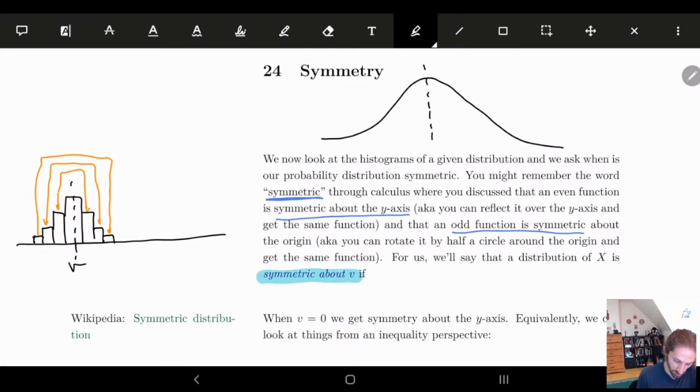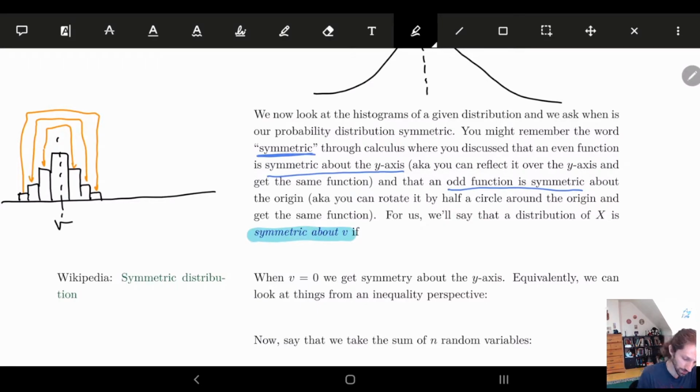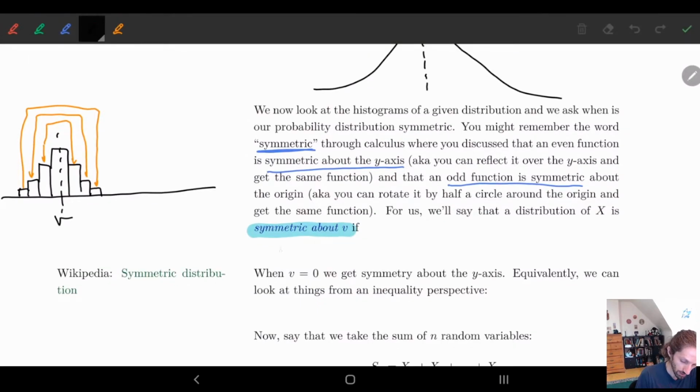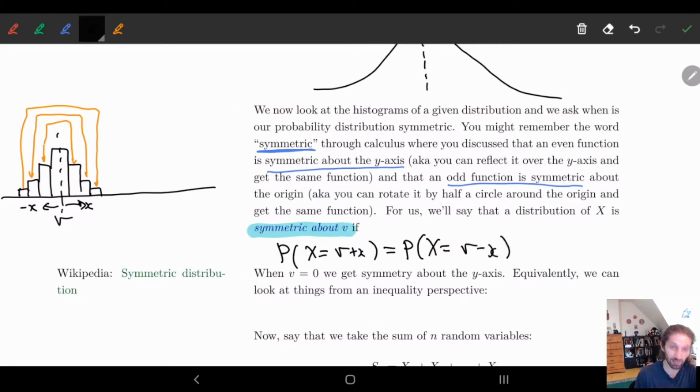So if we have a distribution of x, it's symmetric about this v if we have the following condition: the probability that x is equal to v plus x. So I move in this direction. This should be the same as moving the same amount in this direction, so I should do the same in the minus x direction. This should be the probability that x is equal to v minus x. And this should be true for all x. No matter how far I go, I should get the same height in essence.